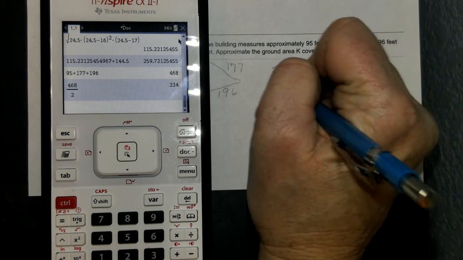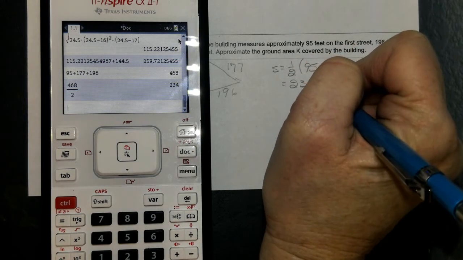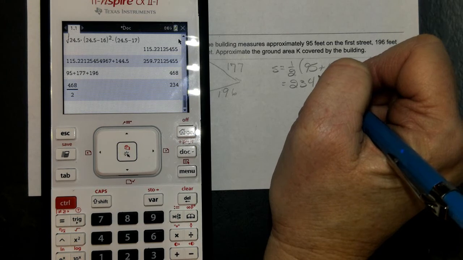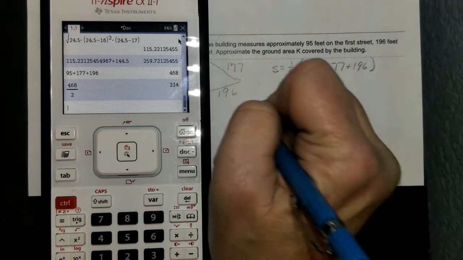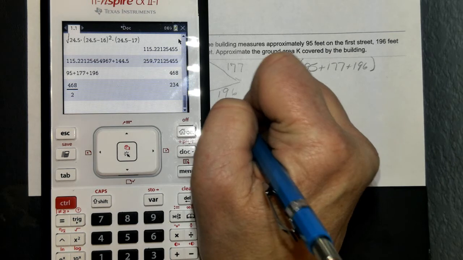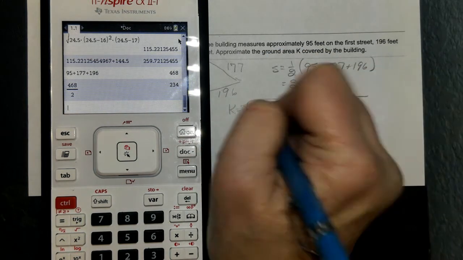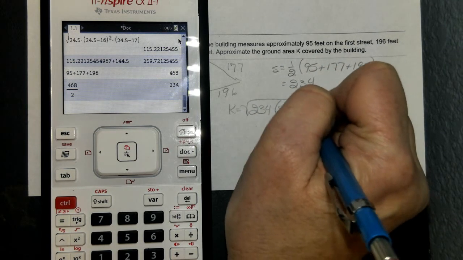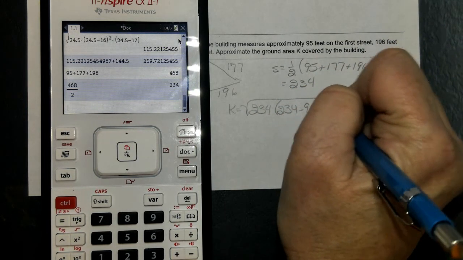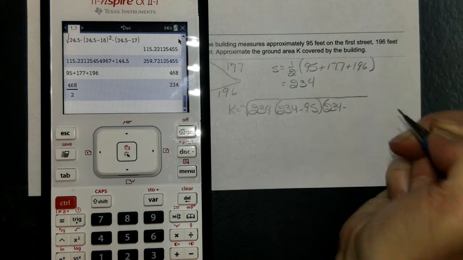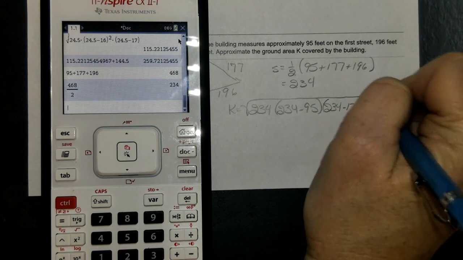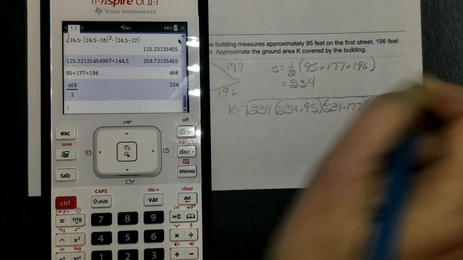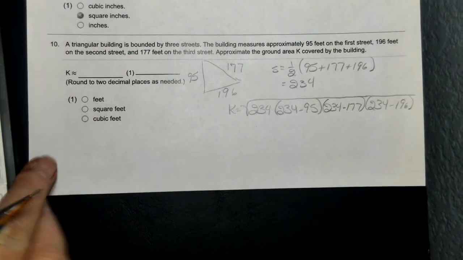So S equals 234. All right, let's do our K. Give myself lots of room. K equals the square root of 234 for S, 234 minus 95 for one side, 234 minus 177, and 234 minus 196. There we go. That's our K formula.